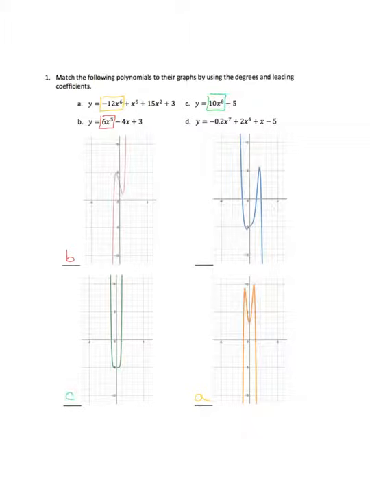By process of elimination, I know that this last one is graph D, but if you look at the leading term, x to the 7, 7 being odd means we're going in opposite directions. A negative means it's going to be flipped upside down. Therefore, this is D.